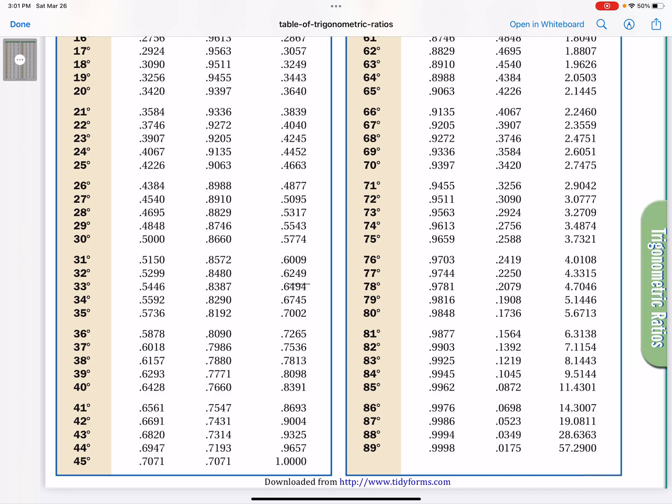So I can take that and divide 11 by 0.6249 and I'll still get 17.6, okay? Because I know what the tangent of 32 is. This trig table tells me.